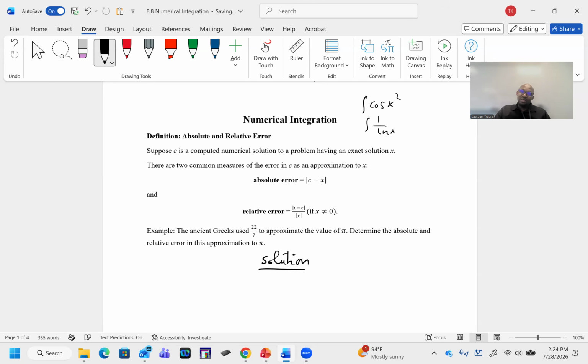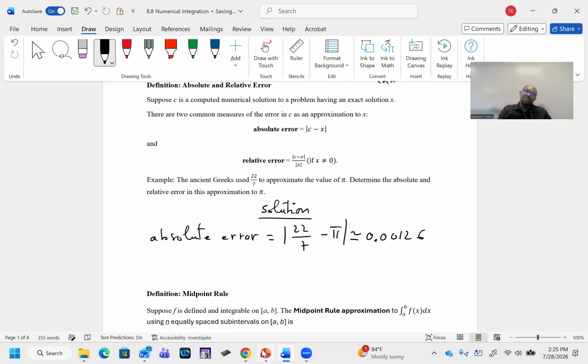This section is a little bit longer, so bear with me. The absolute error will be equal to the absolute value of 22 divided by 7 minus pi. Then you use your calculator and give the answer to 5 decimal places, which is approximately 0.00126.